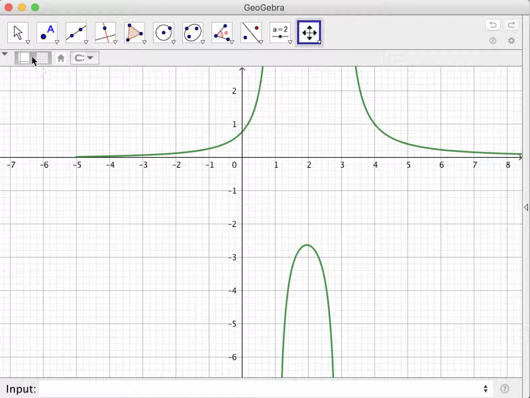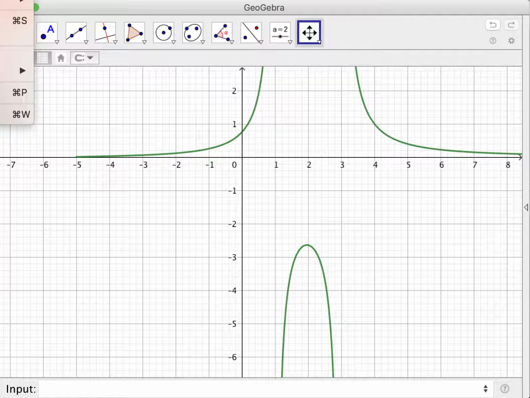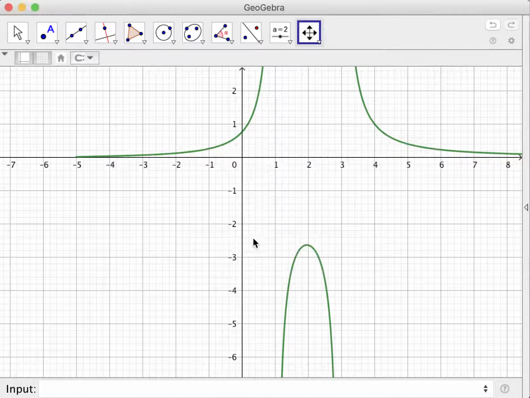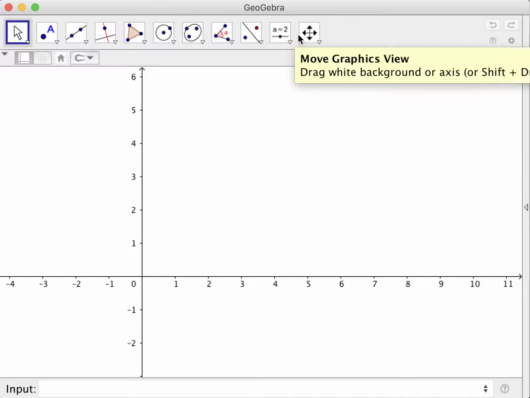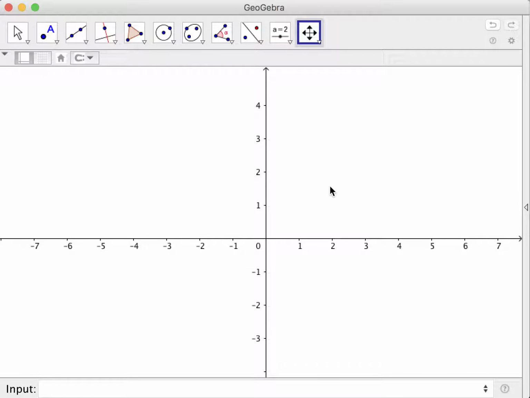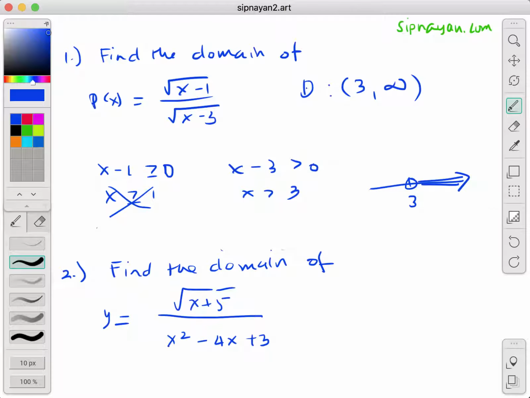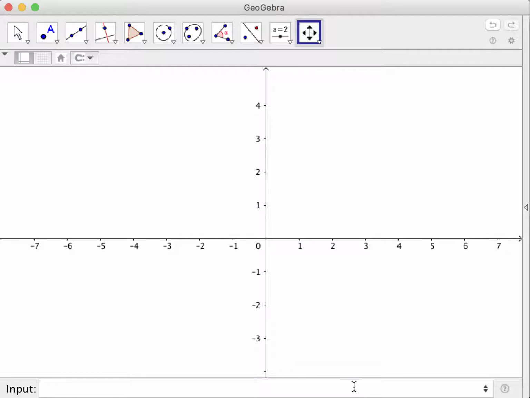This is a different function. So, maybe we'll check. We'll make another window. We'll open another window. So, here we have, ano yung function natin? Square root of x minus 1 over square root of x minus 3. So we have p of x equals square root of x minus 1 over square root of x minus 3. Okay? So ganito siya.